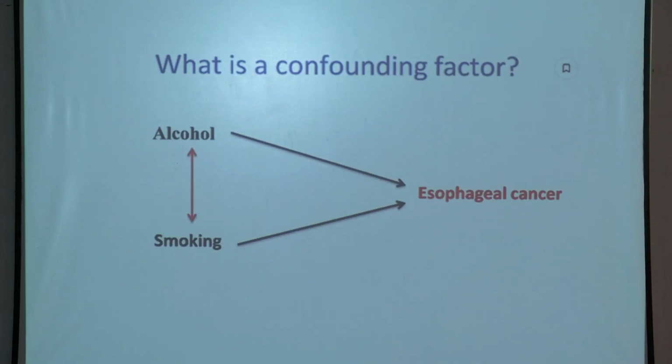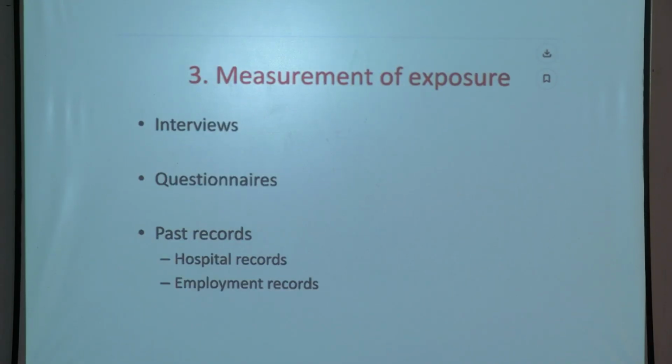Then you also have a confounding factor. Confounding factors are certain factors which affect both the risk factor as well as the disease. For example, alcohol and smoking. Both are risk factors for esophageal cancer, but they are also independent risk factors. So these are confounding factors, alcohol and smoking. Now, how do you measure the exposure?